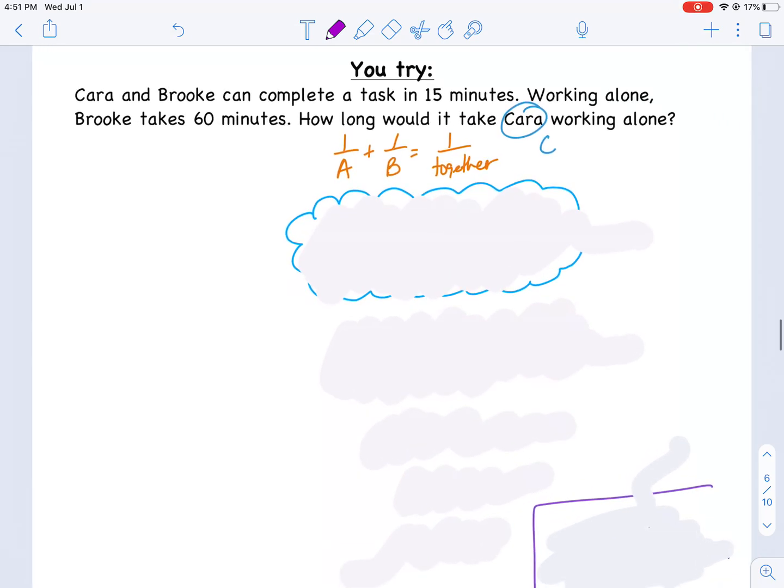All right, it says here, Kara and Brooke can complete a task in 15 minutes. Working alone, Brooke takes 60 minutes. How long will it take Kara working alone? So we don't know how long it's going to take Kara. Can I call that C? We do know how long it takes Brooke, and we know how long it takes them to do it together. So let's fill in our formula with that information.